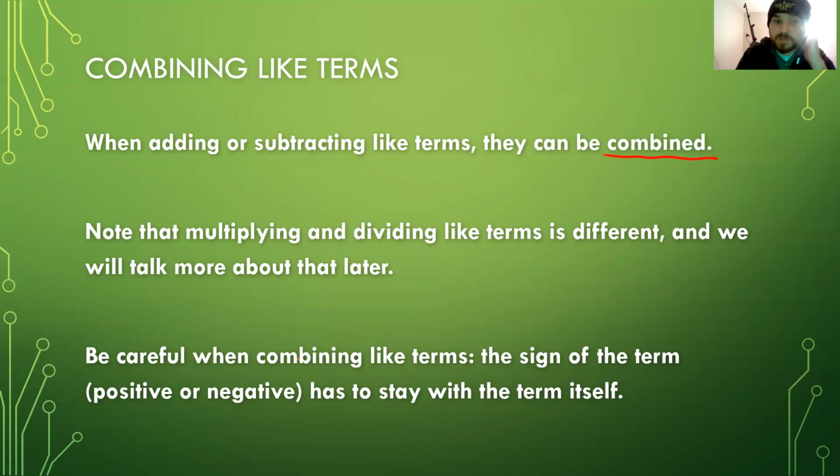But we do want to be careful when combining like terms. The sign of the term, the positive or negative, has to stay with the term itself. So for instance, if we have 3x plus 2x minus 4x, we can't just say, okay, we've got 3x, 2x, and 4x, we combine all those and we're good. We have to actually subtract this 4x. And we'll look at a bunch more examples of that in just a little bit.